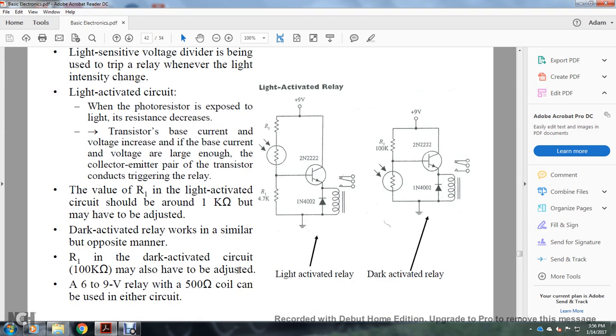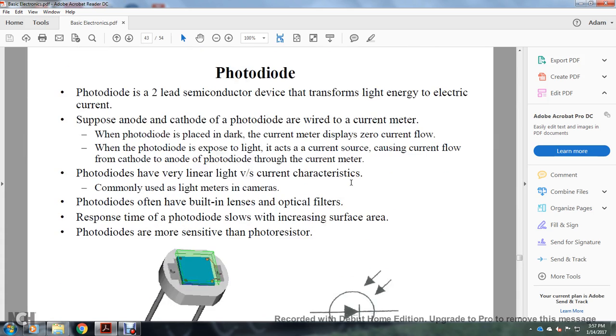Your light activated relay shows resistor 1, resistor 2, the photoresistor cell, a transistor, a diode and a relay coil, as a light activated relay. Your light activated relay has a positive and negative supply and two resistors, a rectifier or a diode, and a 9 volt supply.